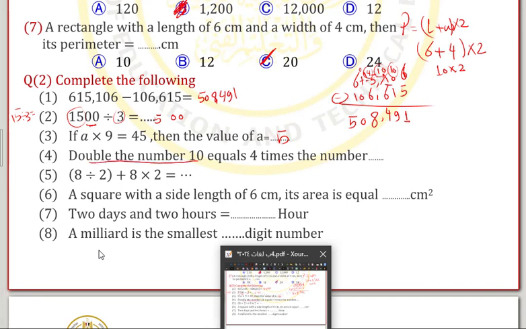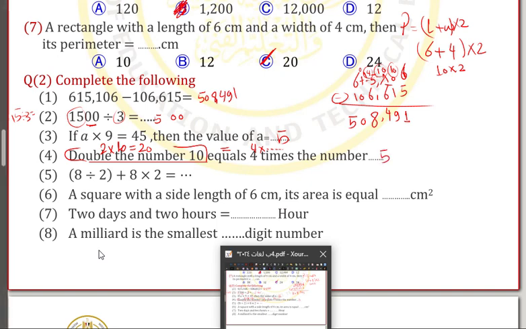Double the number 10, the word double means 2 by 10, which is equal to 20. So double the number 10 means 2 times 10, which is 20, equals 4 times space. So 4 times space equals 20. This is a question. So 4 times 5, of course. So the answer is 5.